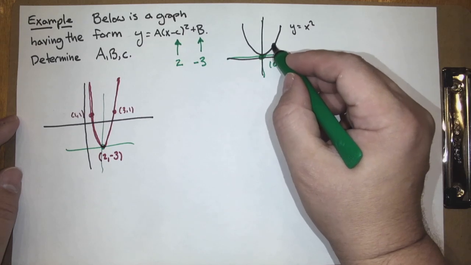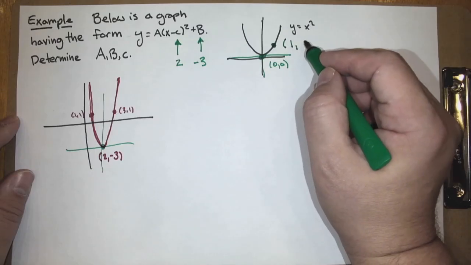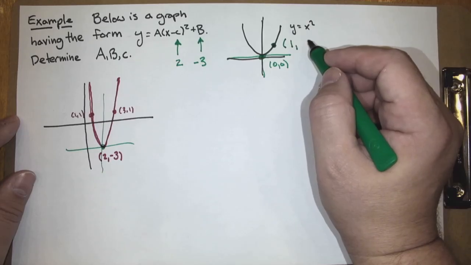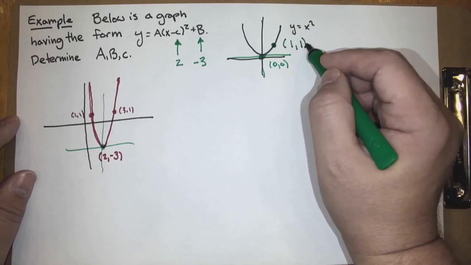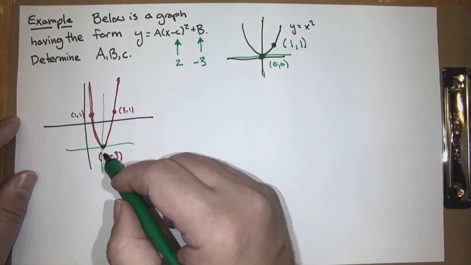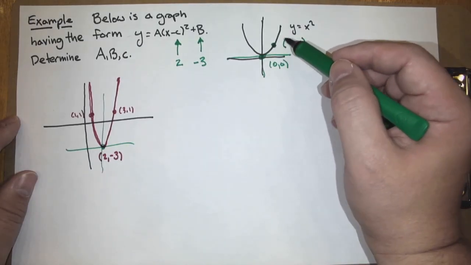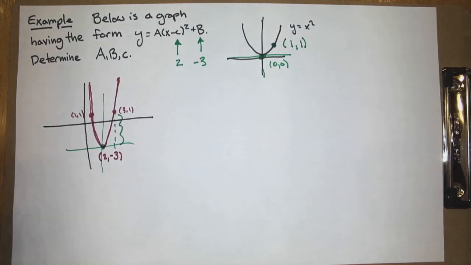Well, if I was on the parabola, if I came over to 1, what would the output be? Input is 1, output is? If x equals 1, y equals 1. So if I move 1 over, if I did no stretching, I should just move up by 1. But notice here, I move 1 over. How far have I moved up? We moved up by 4, right?